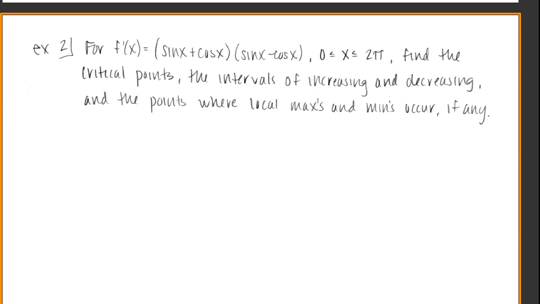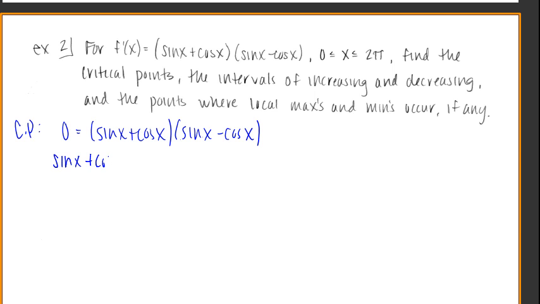So to get started, again, we want to find the critical points. So the way to find the critical points is we're going to set our derivative equal to 0. We have sine x plus cosine x and sine x minus cosine x. And since it's factored, then we're saying sine x plus cosine x equals 0 and sine x minus cosine x equals 0.